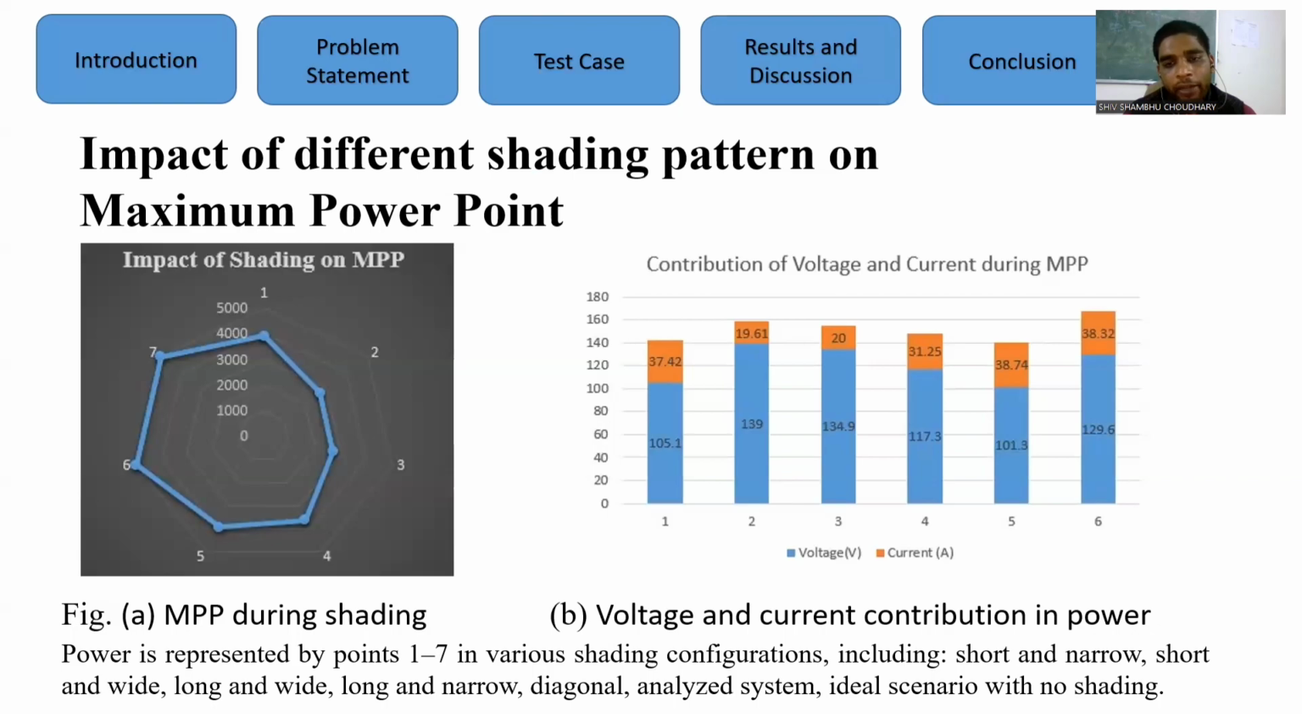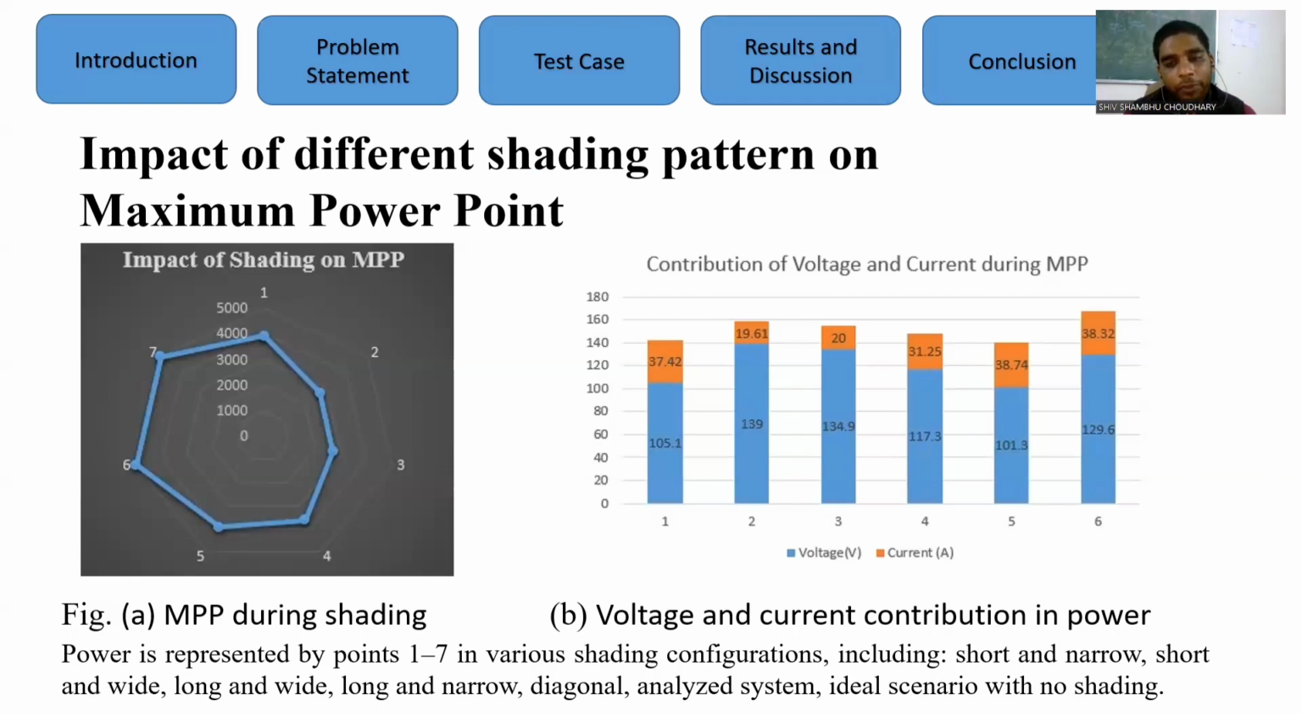When there is short and narrow shading and diagonal shading, that is type 1 and type 5 shading, we can observe that the current contribution is nearly equal. However, there is very much deviation in the voltage contribution. But they are similar in nature because the number of modules under the effect of shading is nearly equal.